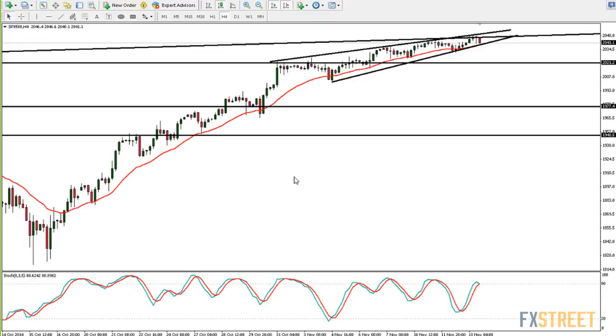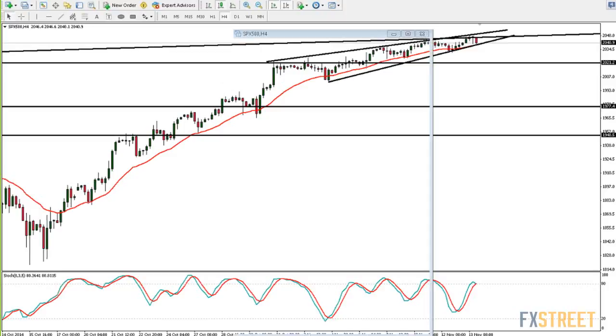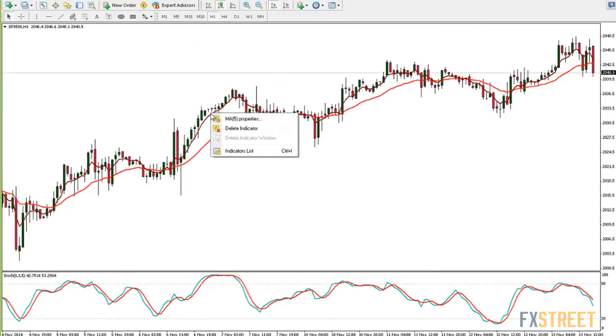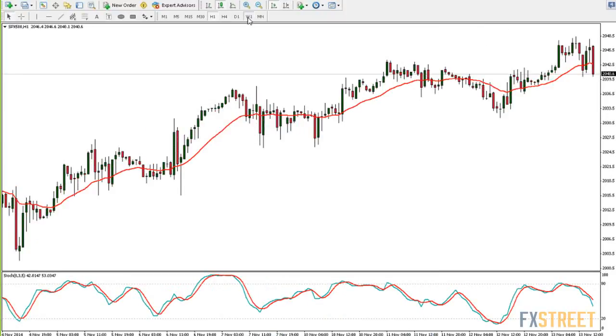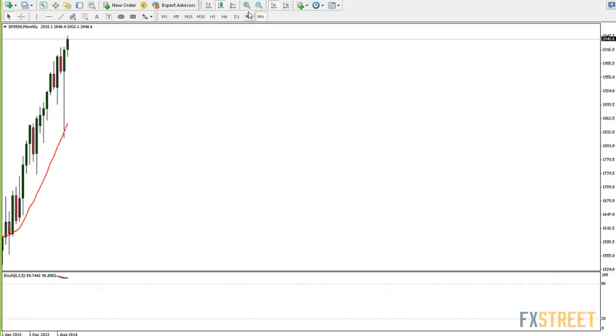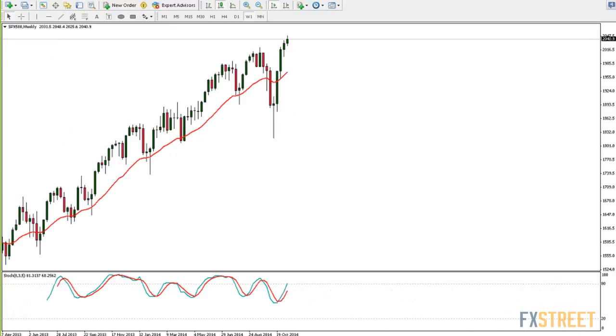Right. So point being here on the S&Ps is let's look at this on a slightly longer term basis. Actually, I'm going to do it on the futures chart just because there's not enough data here.